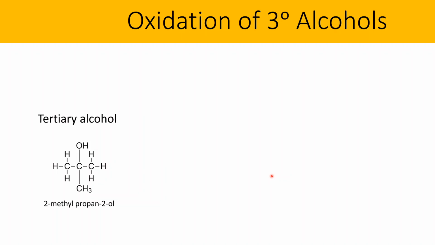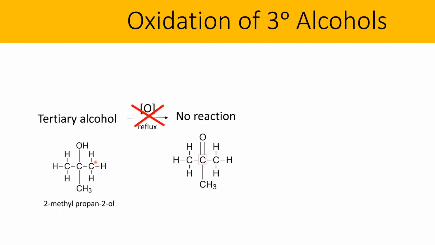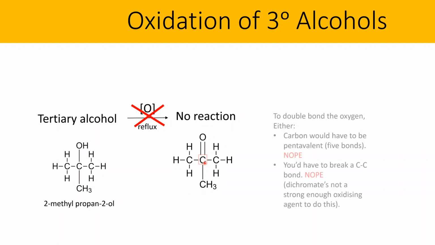Looking at oxidation of tertiary alcohols though, if we tried to use acidified potassium dichromate to oxidize tertiary alcohols, then you would actually get no reaction whatsoever. And there's a reason for this. If we looked at what a hypothetical product would be, i.e. double bonding that oxygen there, which has happened in all of these oxidations so far, then this carbon would actually end up what we call pentavalent. That would mean it's got 5 bonds.